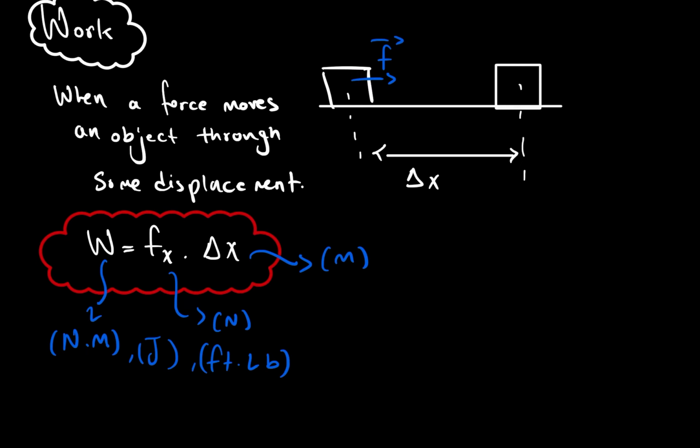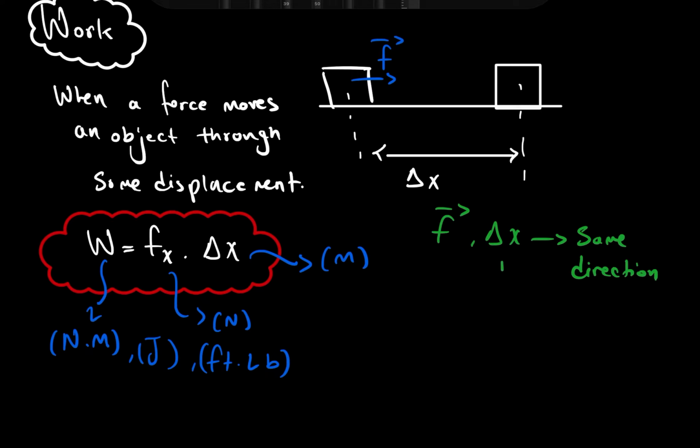Let's go ahead and take a look at one pointer about work. It is important to understand that when the force that is being applied and the change in displacement are in the same direction, then the work done is positive. So if F and delta x are in the same direction, then the work done is actually positive. And of course, if the force that is being applied is in an opposing direction to the change in displacement, then the work done would be negative. So that's fact number one. Fact number two is if they were in opposing directions, then the work done would be negative.